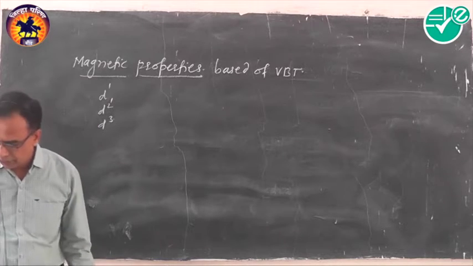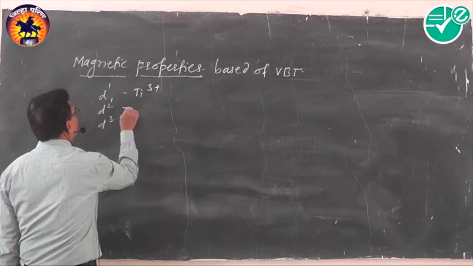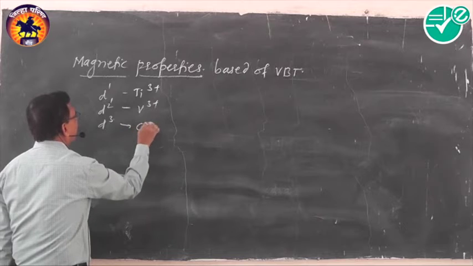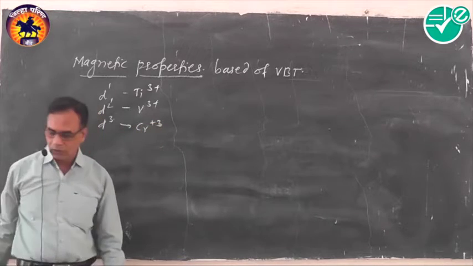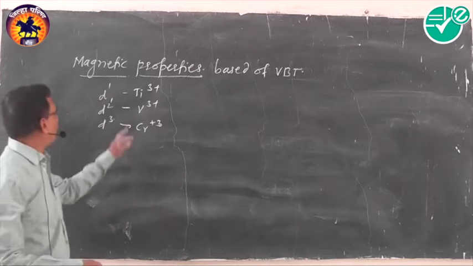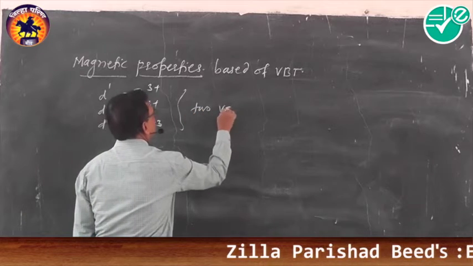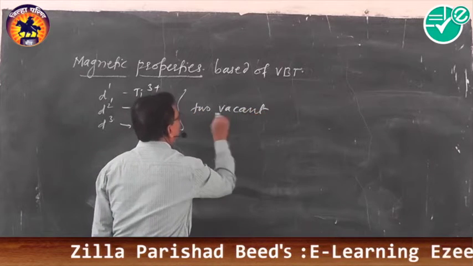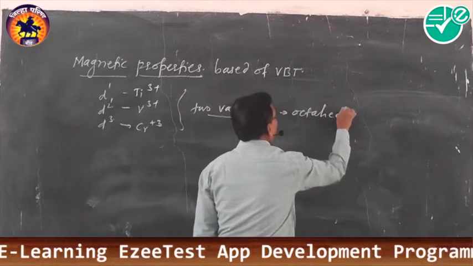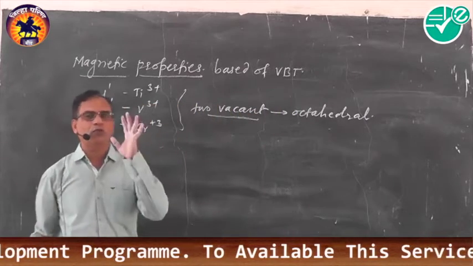D1 is titanium plus 3, vanadium plus 3 and chromium plus 3. These complexes have two vacant orbitals. They have two vacant orbitals for hybridization in case of octahedral complexes. In case of octahedral complexes, they provide two vacant orbitals for the hybridization.